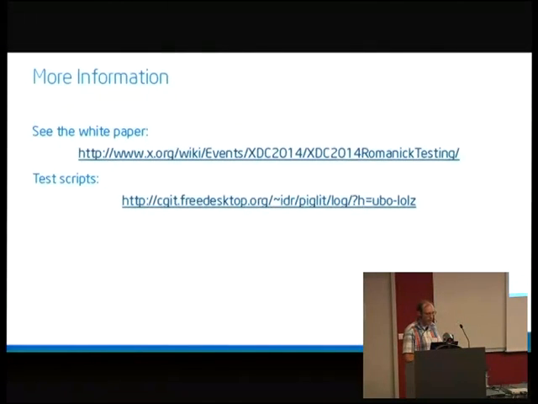Okay, so there's a white paper, and all of the test scripts are currently in a branch of my Piglit tree. I sent these out to the Piglit list a few weeks ago for review. I got a bunch of review comments primarily about Python style and how to do things better with Python, because I still write Python like it's C. And yeah, whether I should or shouldn't, it's as I do.